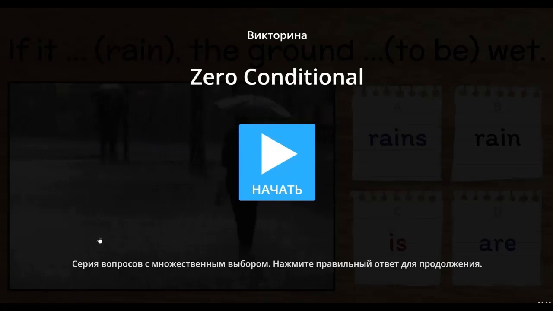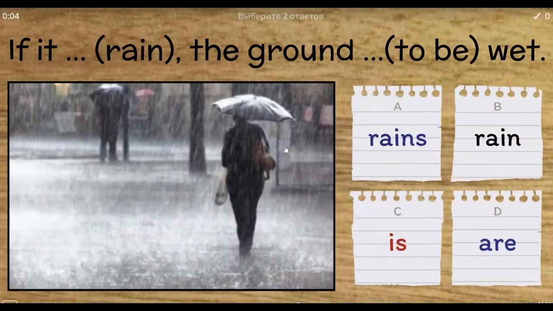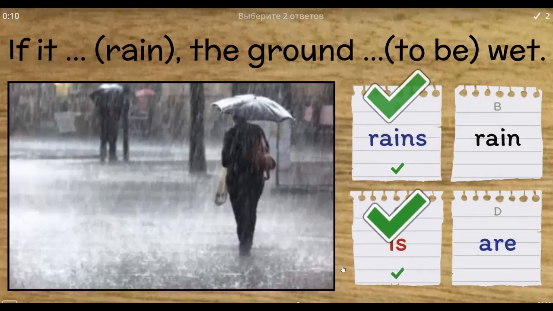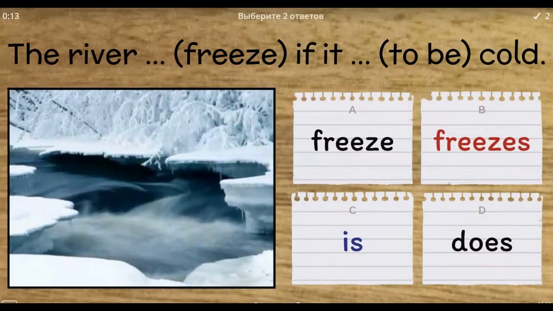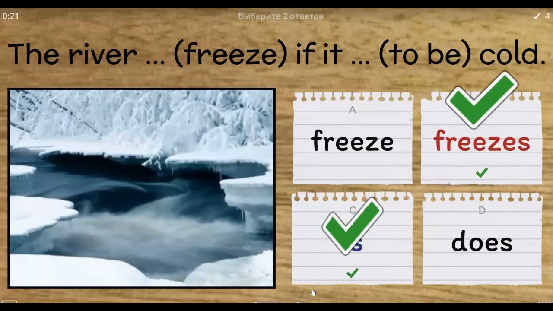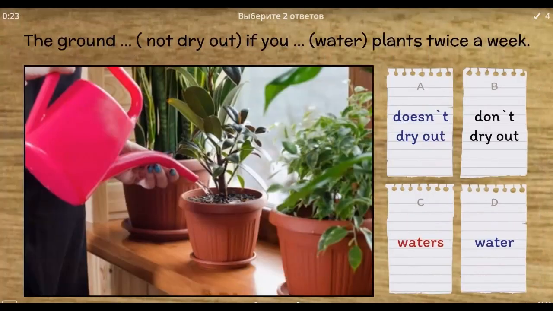Let's practice with a test. You must choose two variants. If it rains, the ground to be wet. How do we think? Rains and is. Excellent. Continue. The river freezes if it to be cold. How do we think? Freezes and is. Super job. Continue. The ground not dry out if you water plants twice a week.